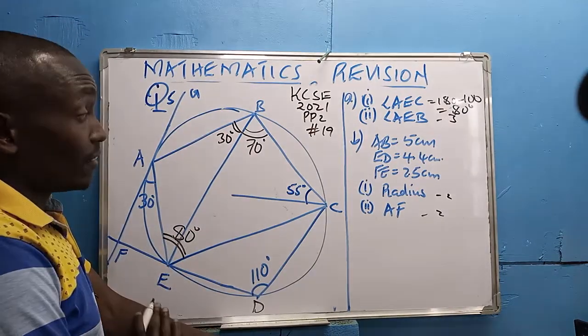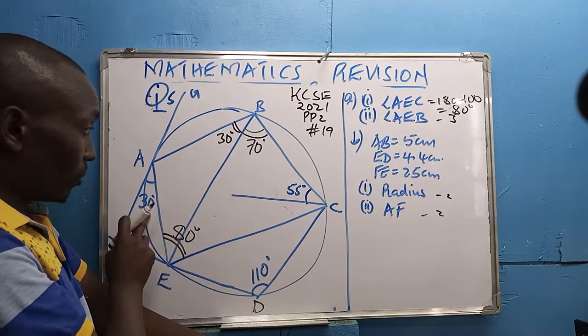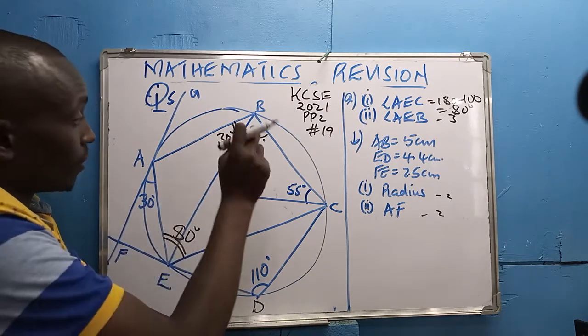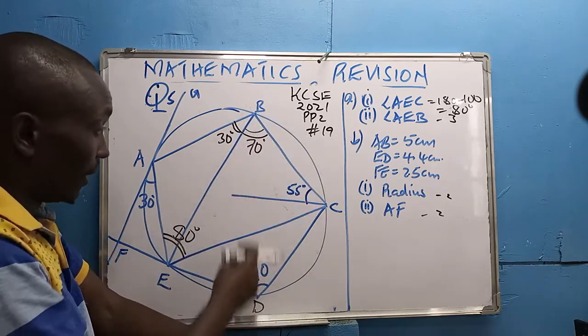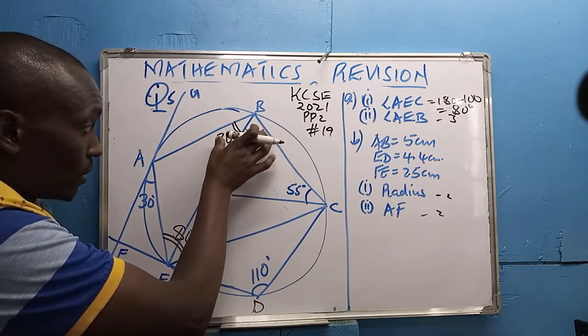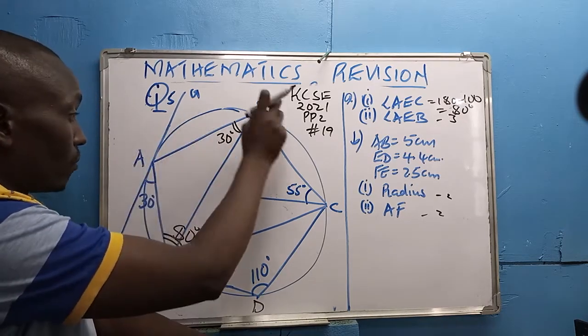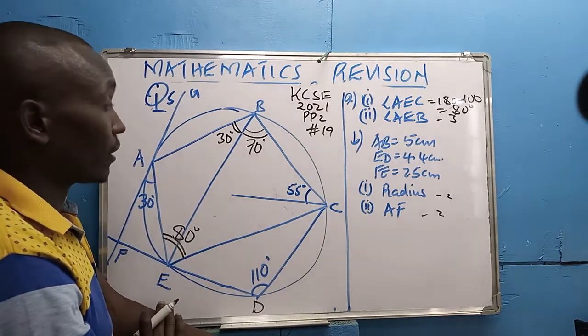The first 3 marks, just like that. Get the alternate angle to this one, or angle in the alternate segment. Get the opposite angle of this 110 in the cyclic quadrilateral. Then get the opposite of this cyclic quadrilateral ABCE. And then get 80. Very easily you get 3 marks.